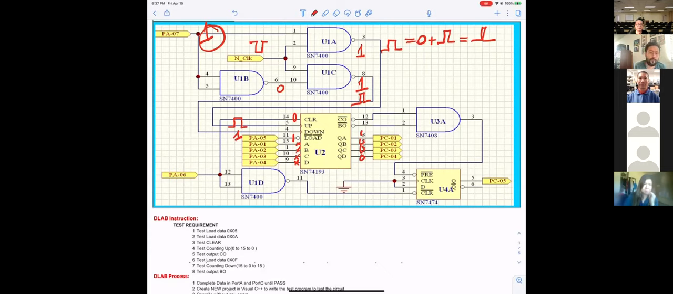Now, only one thing. U2, we already test everything. You test clear. You test the function for loading. You test the function for counting up. You test the function for counting down. What else on U2 are we not testing? Who can tell me? What else? On U2, we're not testing yet.